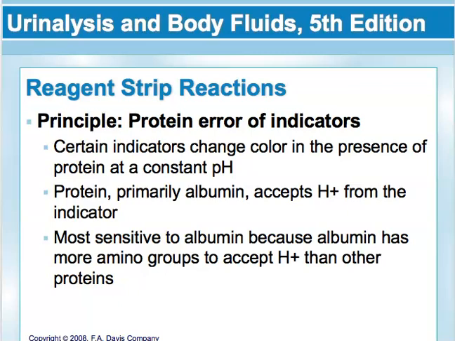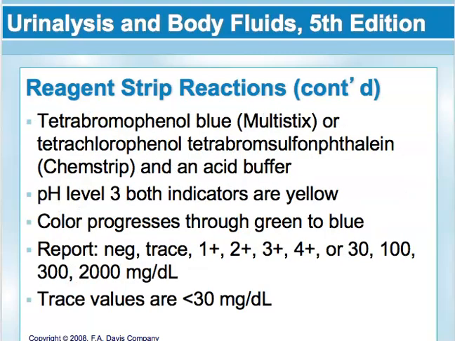Okay, the reagent strip reaction is called the protein error of indicators. So the strips will contain either tetrabromophenol, which is in the Multistix, or another big long word for the reagent that I'll let you look at right here, which is the reagent in the Chemstrip, and an acid buffer to maintain the pH at a constant level.